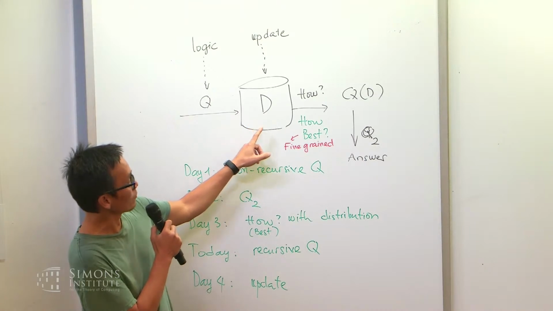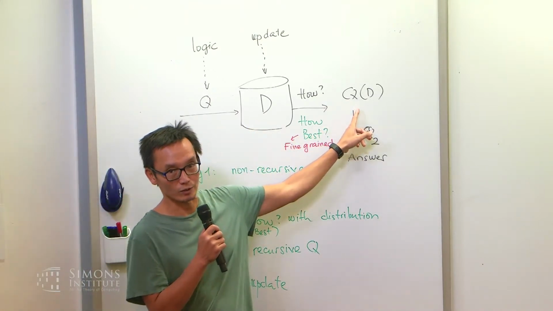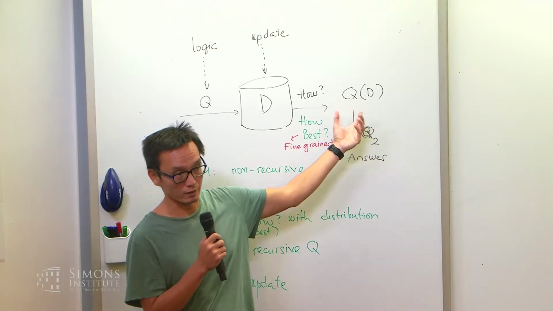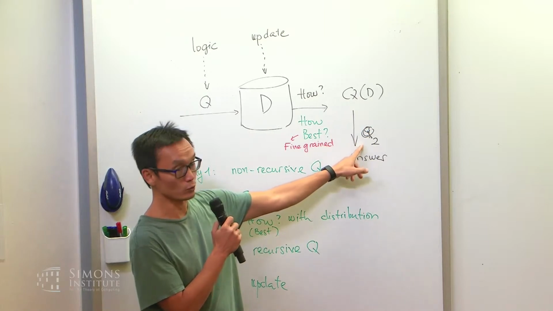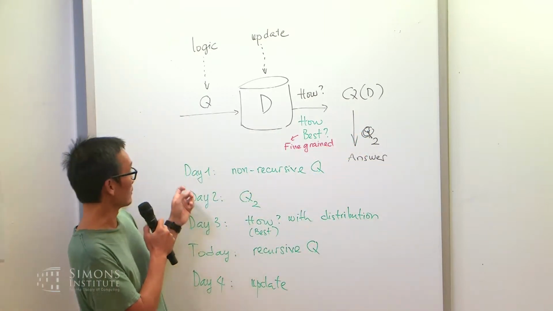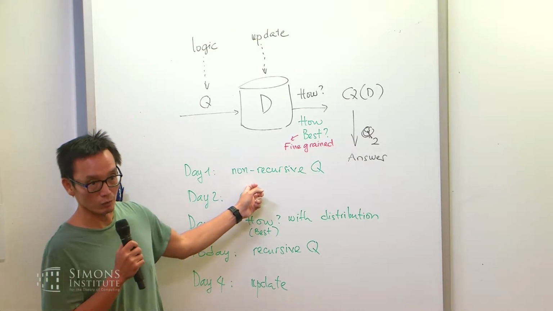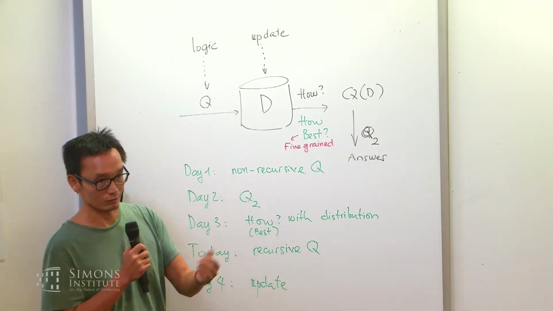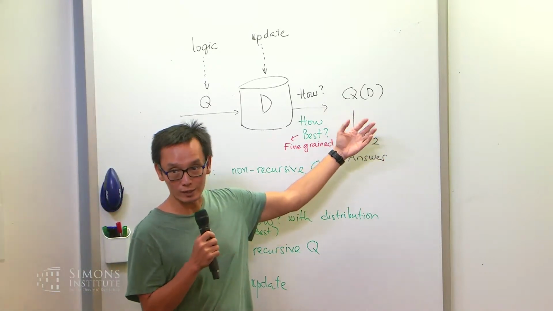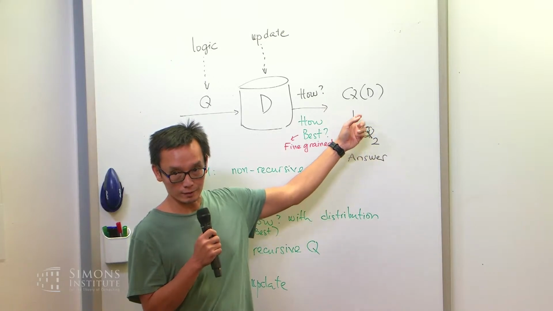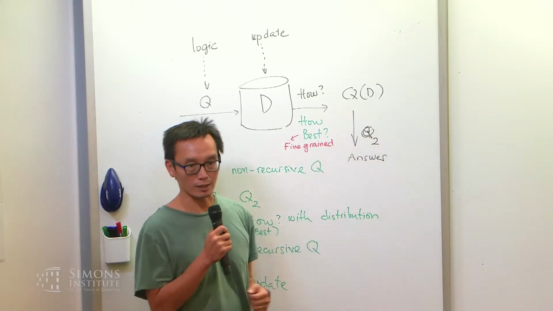And then sometimes the answer to a query is actually not what we want. Sometimes we do some computation on top of this answer of this query. And in day 1, we talked about non-recursive queries. So mostly like triangles or something. And then on top of that, we would like to enumerate every tuple in the answer one by one with constant delay enumeration.